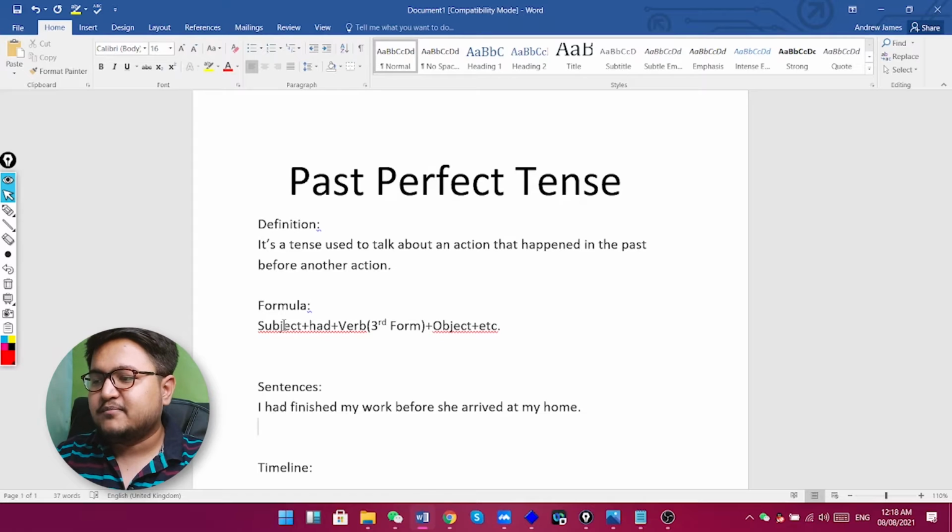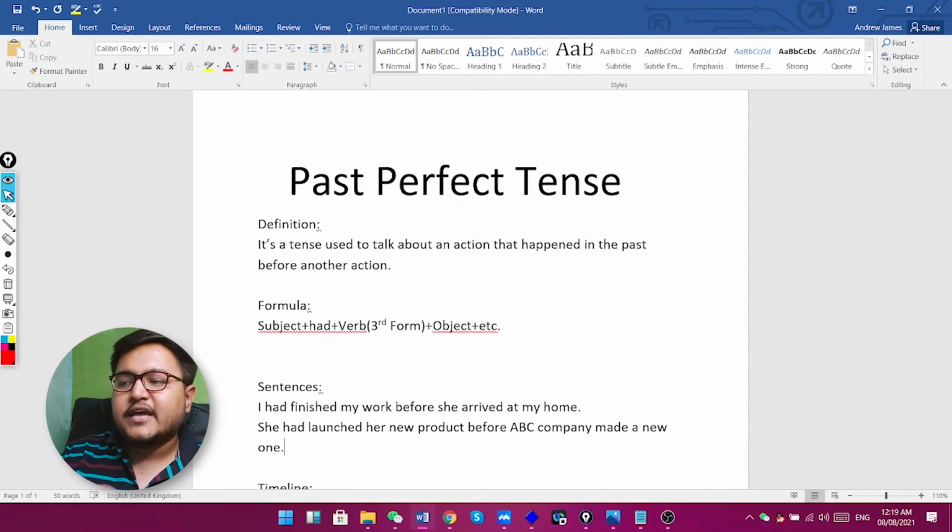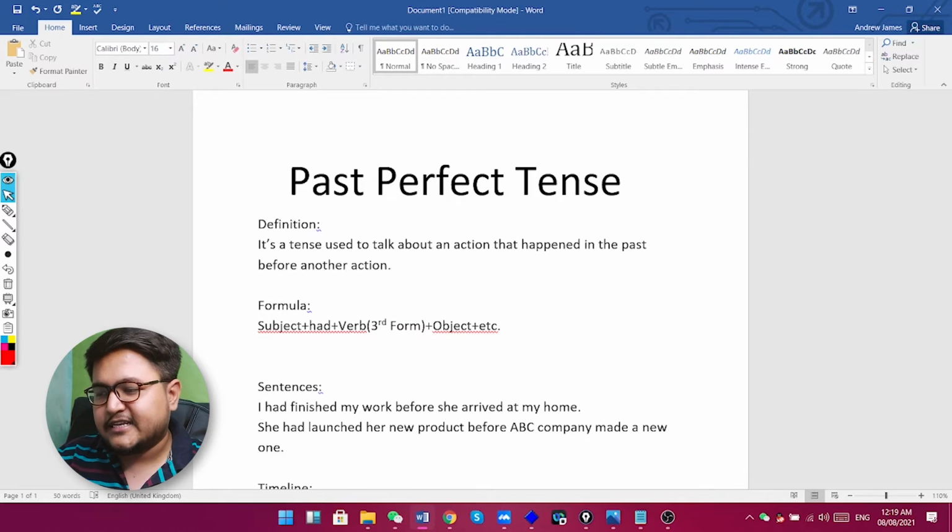Let's try to make some more sentences here. She had launched her new product before ABC company made a new one. Okay, she had launched her new product before ABC company made a new one. Okay, so this is our second example.